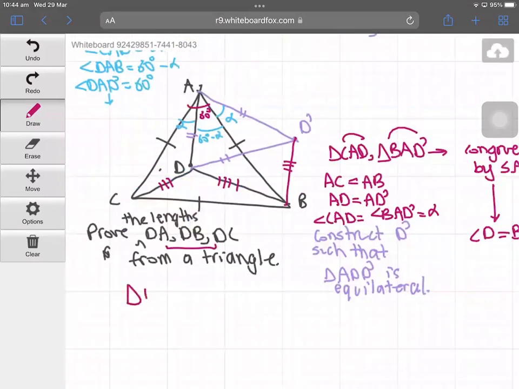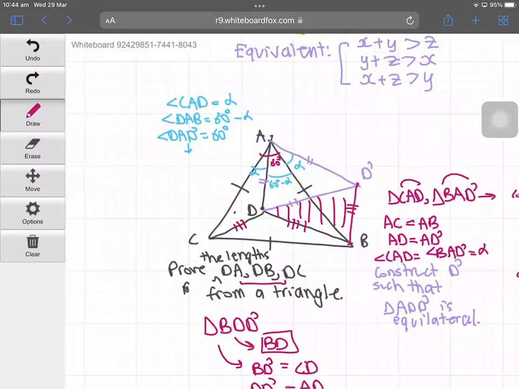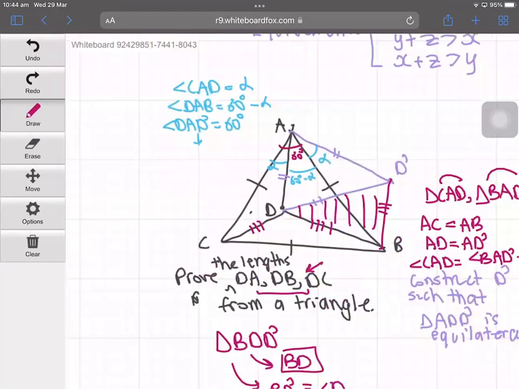But now we see that triangle BDD prime has the required lengths because BD prime is the same as CD, and DD prime is the same as AD from the equilateral triangle. So this ends the proof of the lemma, where this triangle over here has the lengths of DA, DB, and DC. So since they form a triangle, we can use the triangle inequalities for DA, DB, and DC.